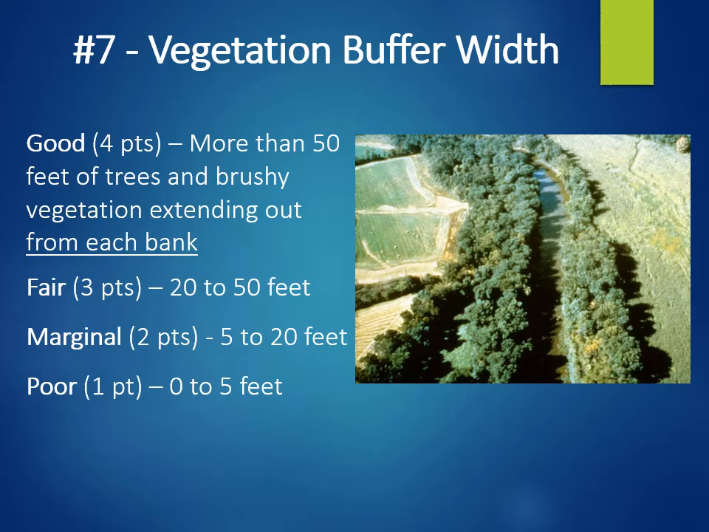Ideally, the buffer width will be greater than 50 feet on each side of the stream and provide a variety of vegetation types, including grasses, shrubs, and trees with little to no mowing or other human impacts. The shorter the width of the buffer, the less favorable the stream habitat.